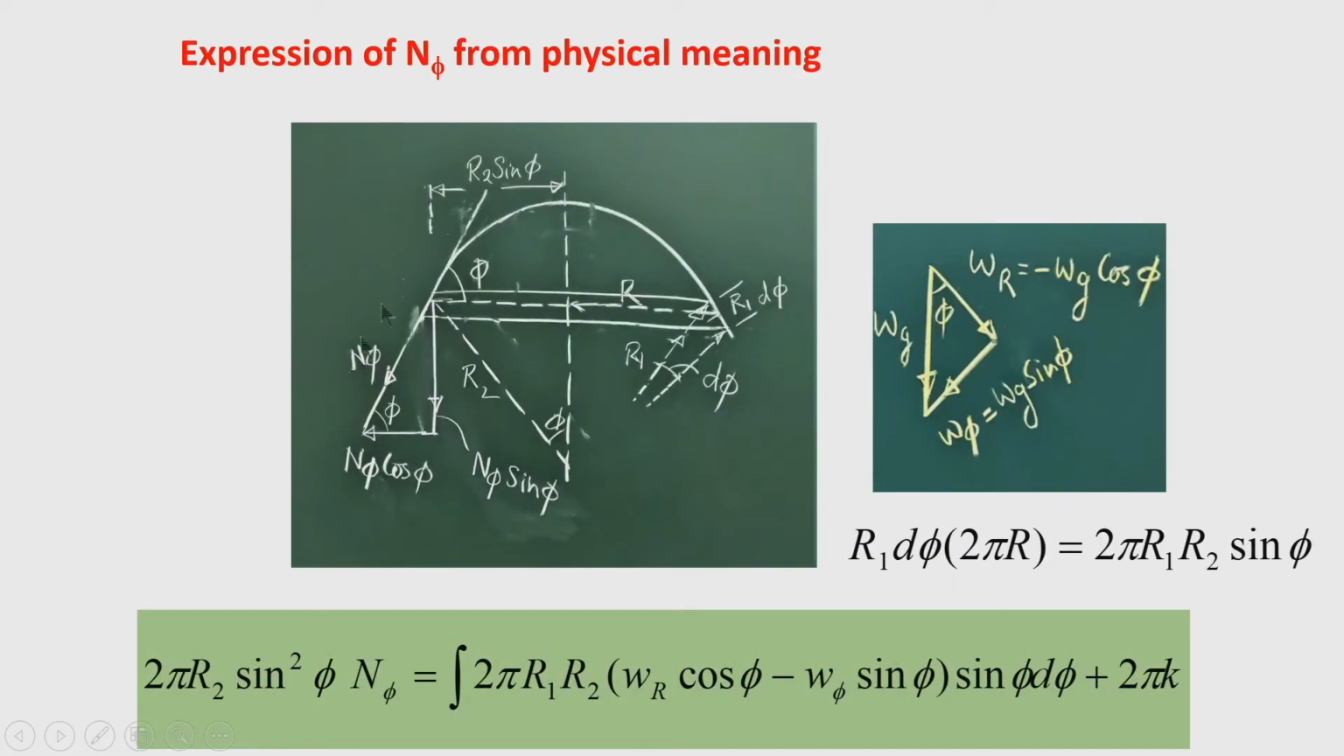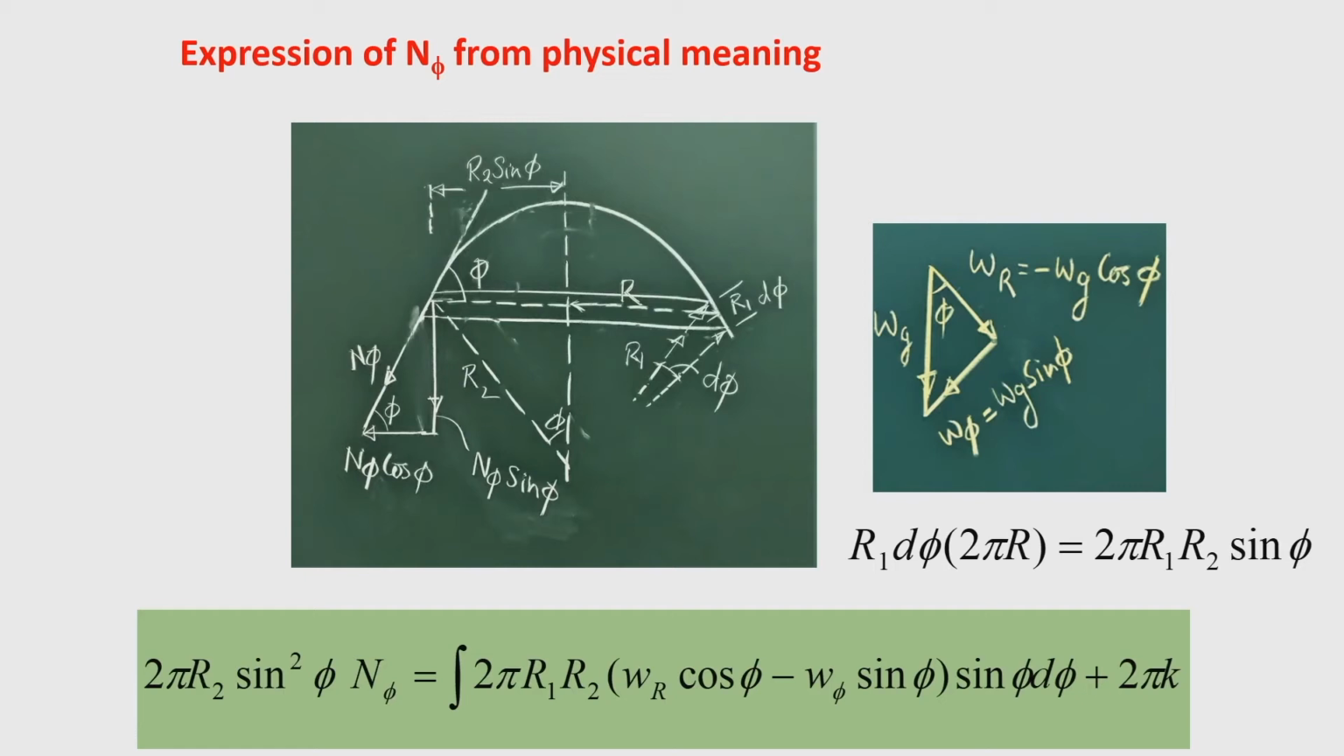Now, this expression, this integral that you are seeing here, 2 pi r 2 sin square phi into n phi equal to 2 pi r 1 r 2 w r cos phi minus w phi sin phi into sin phi d phi plus 2 pi k, has some physical meaning. If I apply the physical meaning in some problems, we can readily obtain the expression without going for lengthy integration in some cases. So, now we will try to give you the physical meaning of this expression.